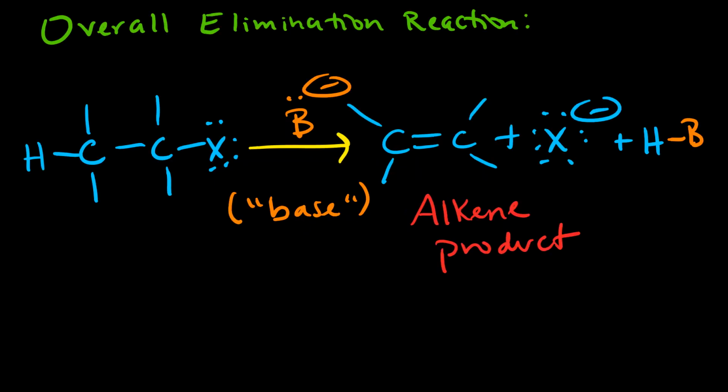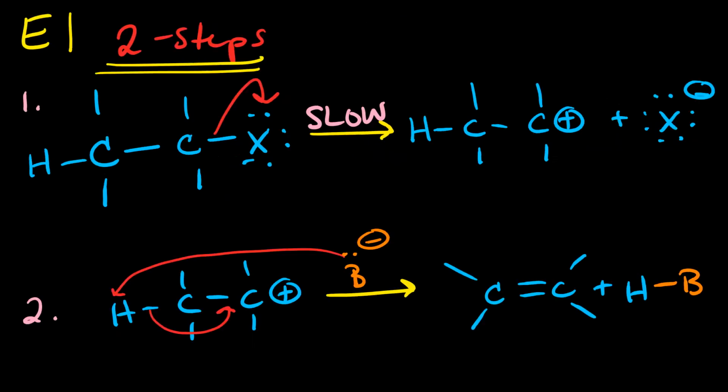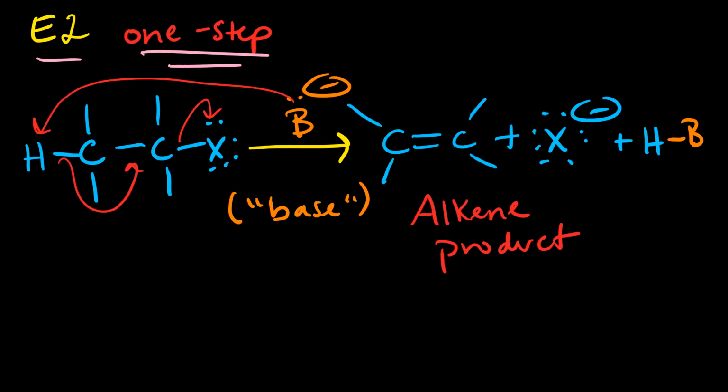We will finish out this module by recapping everything that we've covered about E1 and E2. Remember, we're talking about this overall elimination reaction, but the reaction can either occur via a two-step E1 type mechanism, where the rate determining step is the formation of the carbocation, or it can occur via a one-step concerted mechanism called the E2 mechanism, where everything happens simultaneously, and the key here is the transition state that's shown.